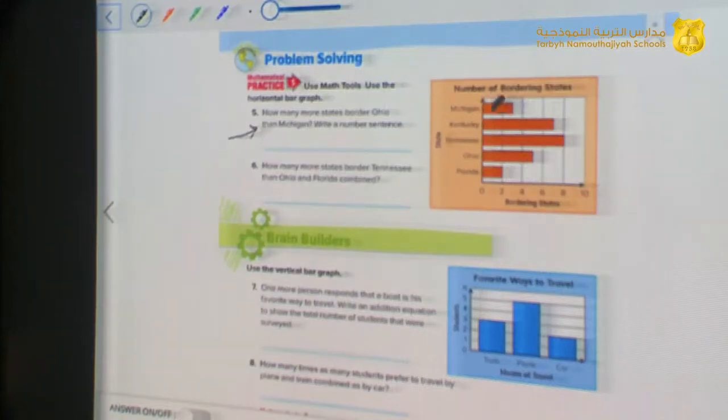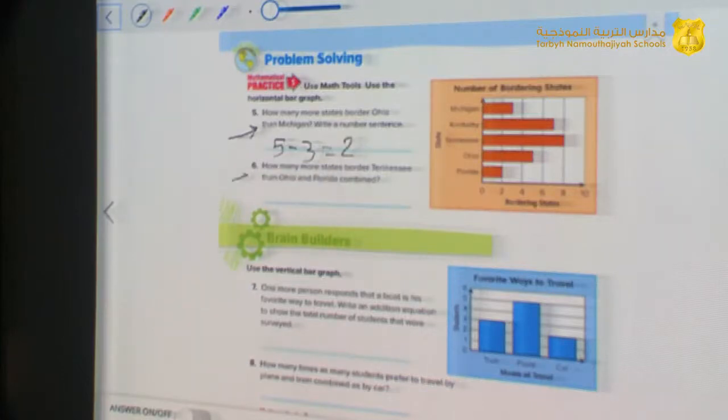Michigan has what? Michigan has 3. So the greater number is for Ohio. So we will do that. 5 minus, yes, 3. 5 minus 3, which equals 2.